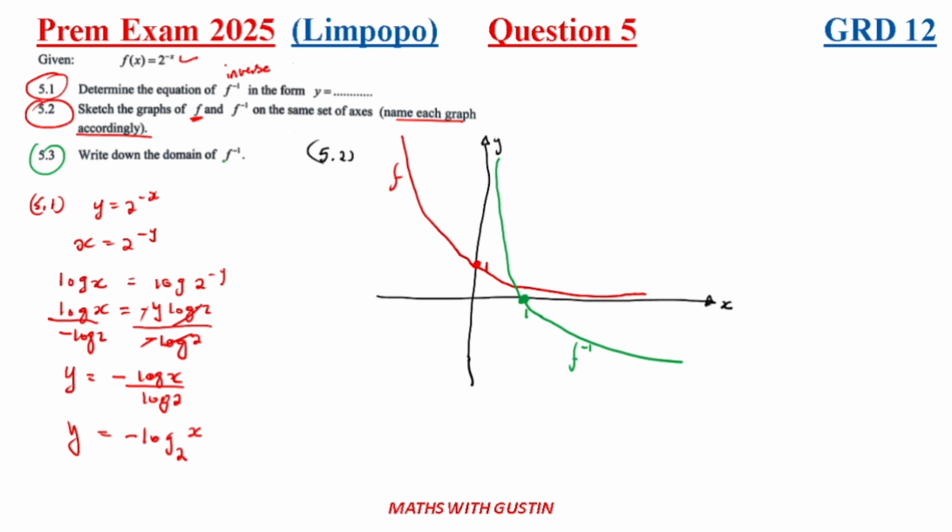5.3 says write down the domain of f of x. The domain of f of x is simply referring to the values of x. So as you can see, all the x values starting from here going there are included in this function. So x greater than 0. That should be our domain, and that's how you would have dealt with a question like this one, guys, if you were writing this paper and you were in Giyani or in Makhado or in Polokwane or Seshego. So this is what basically you could have written.